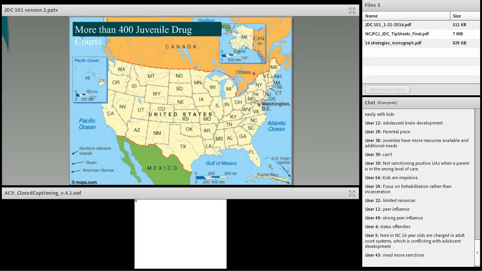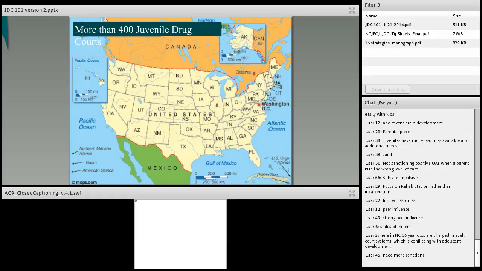We currently have more than 400 juvenile drug courts operating around the country. The exact number varies depending on the year. There are always courts that are closing and always courts that are opening. So I like to say right around 400. I think the highest we've ever been is about 480, and the lowest over the last 10 years or so is about 420.